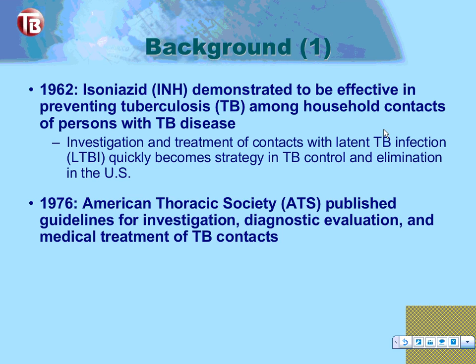In 1962, isoniazid was demonstrated to be effective in preventing TB among household contacts of persons with active TB disease. Investigation and treatment of contacts with latent TB infection quickly became an important strategy in TB control and elimination in the U.S. Soon thereafter, treatment of latent TB infection in general became an important arm in our efforts to control TB in the U.S. By 1976, the American Thoracic Society formalized these guidelines and published them. These guidelines covered the investigation, diagnosis, and medical management of TB contacts.